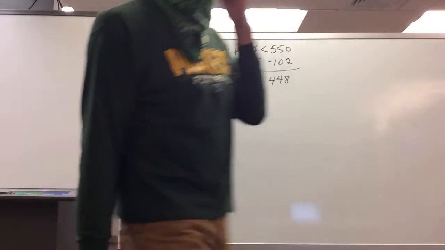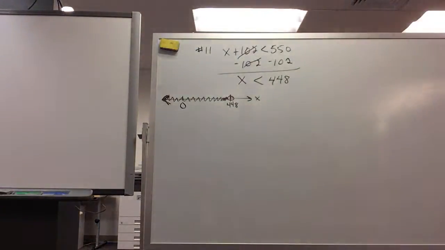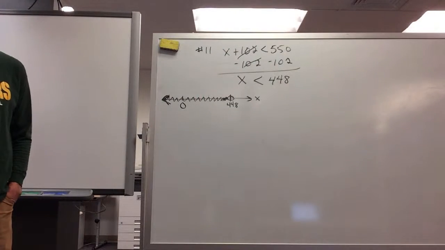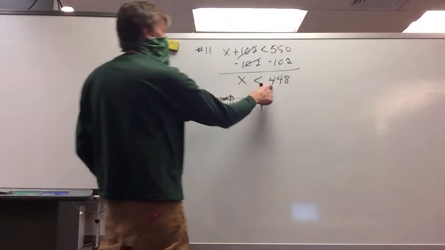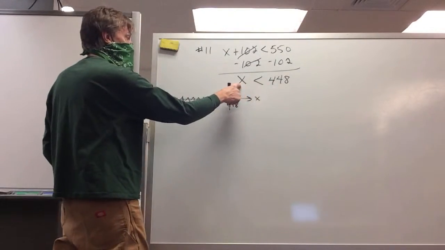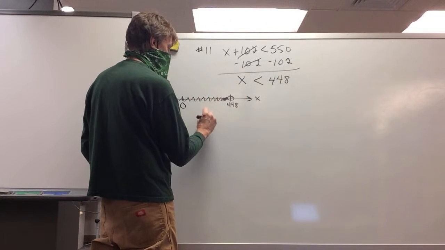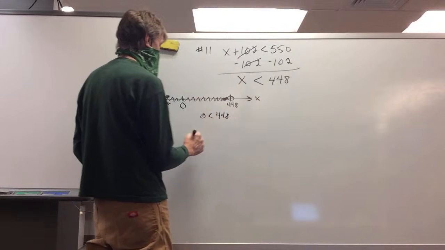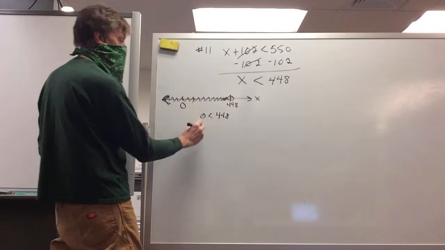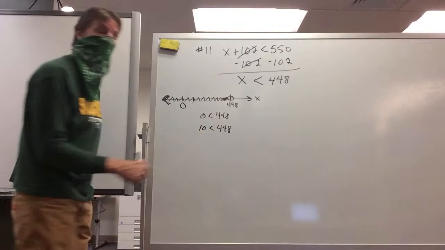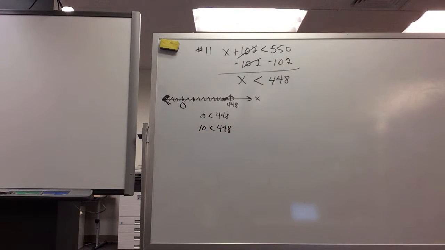And shading represents what again? Everything that's less than 448 is what we're shading, because everything that's less than 448 could be a number that we put in here. So for example, 0 is less than 448. The number 10, these are all numbers that could be a solution. So it's more than one solution.